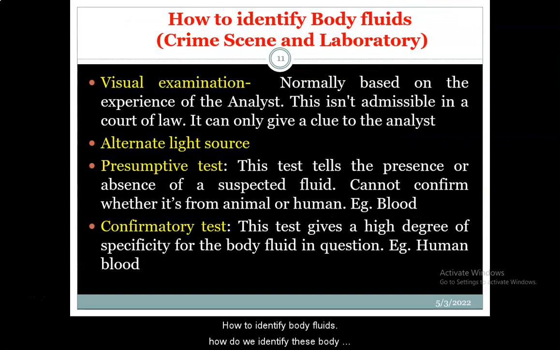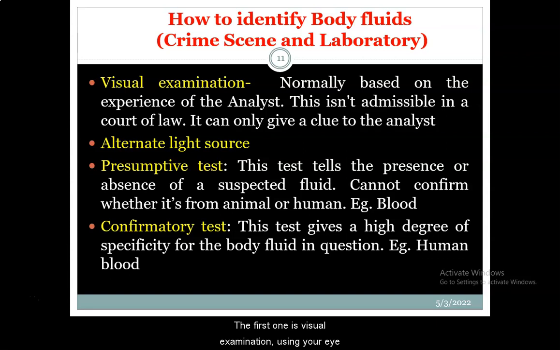Now, how to identify body fluids? How do we identify these body fluids that we've been talking about? That is at the scene of crime and also once the evidence gets to the laboratory. It depends on the jurisdiction. There are some countries where they identify these body fluids at the crime scene. And there are other countries where the crime scene investigators will just pick the evidence and send it to the lab. So the laboratory scientists now answer those three questions.